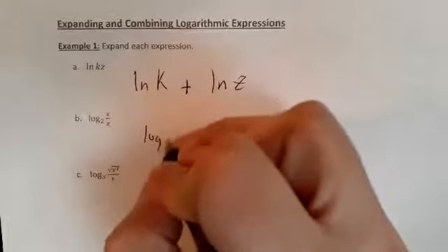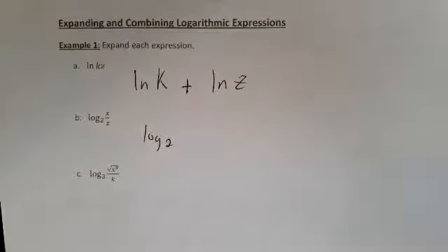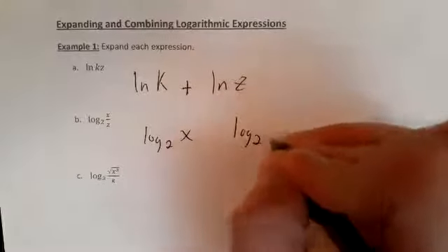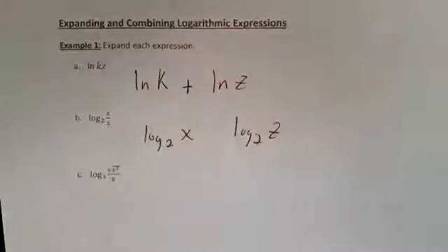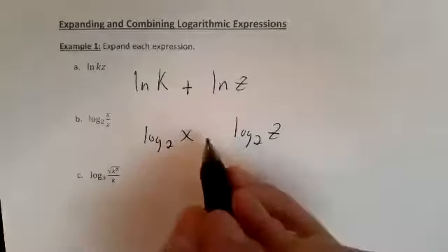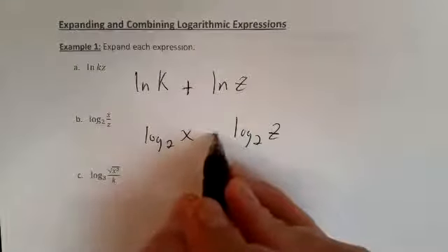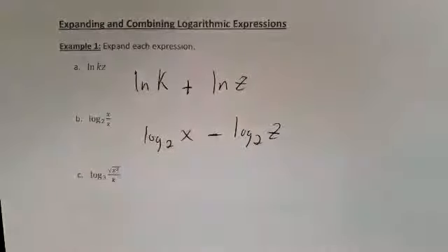Same thing here. We have log base 2 of x divided by z. And so this says if we divide things in a log, we have one that's log 2 of x, we have one that's log 2 of z. And if this operation is division, this is the quotient rule, number 3. This thing has to be subtraction.